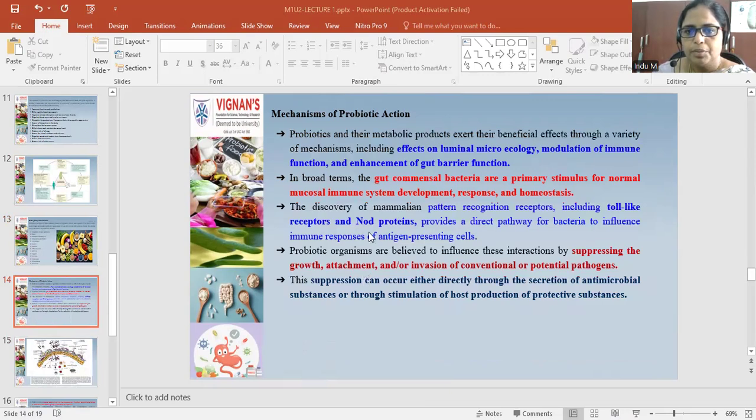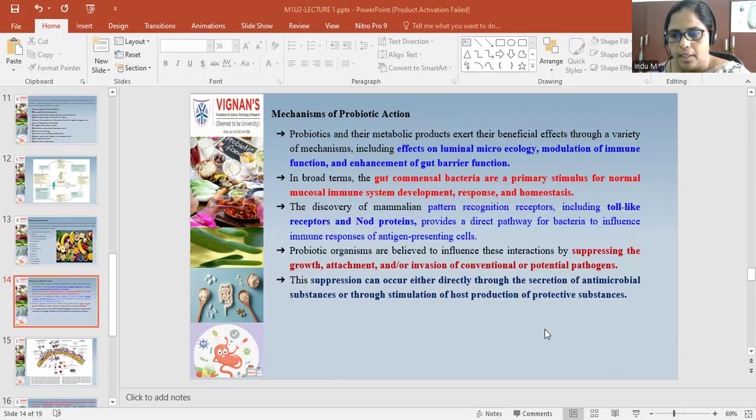What is the mechanism of probiotic action? So probiotics and their metabolic products exert beneficial effects through various mechanisms. One is the luminal microecology, they will affect and modulate immune function and enhance gut barrier function. So in broad terms, the gut commensal bacteria are the primary stimulus for normal mucosal immune system development, response, and homeostasis. Not only this, they have pattern recognition receptors, particularly toll-like receptors and NOD proteins. They provide a direct pathway for bacteria to influence the immune responses of antigen-presenting cells.